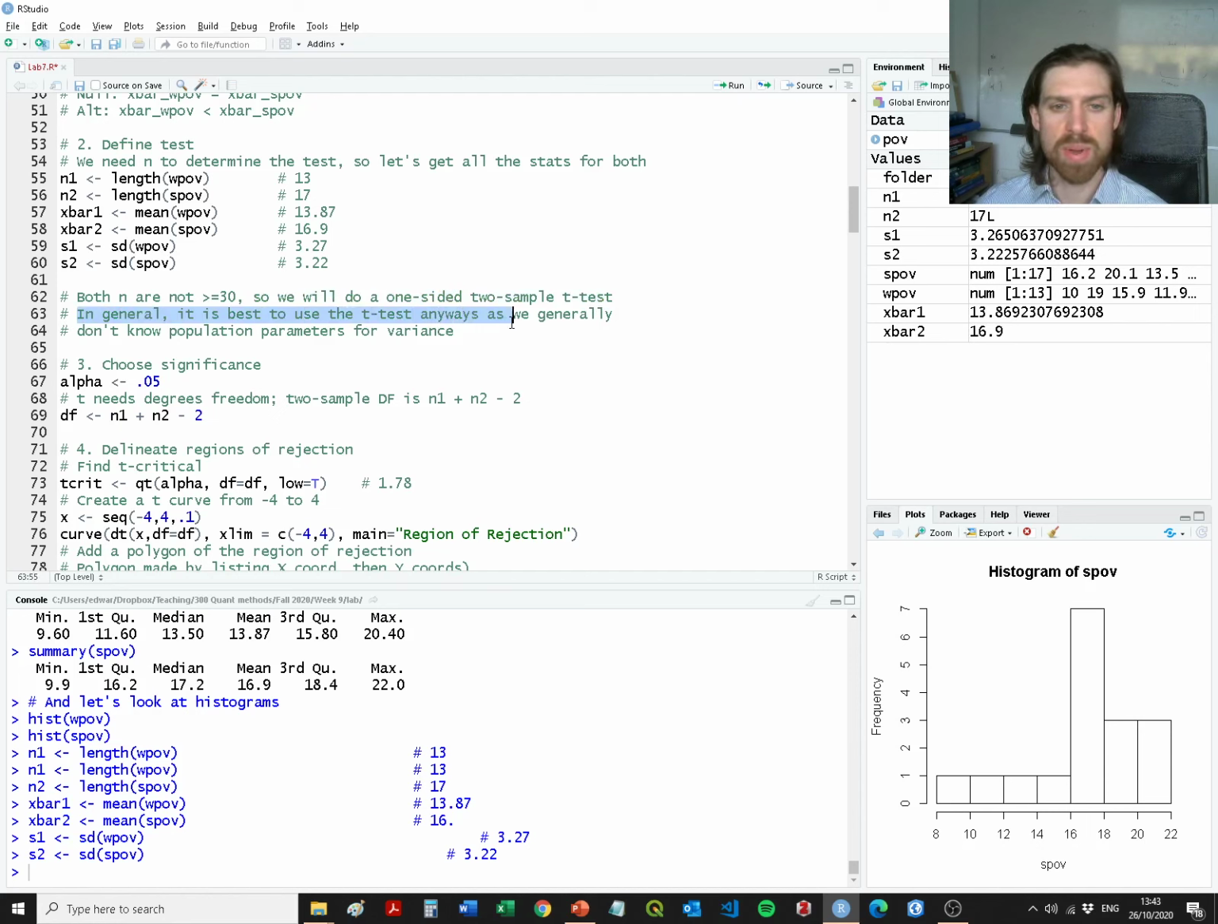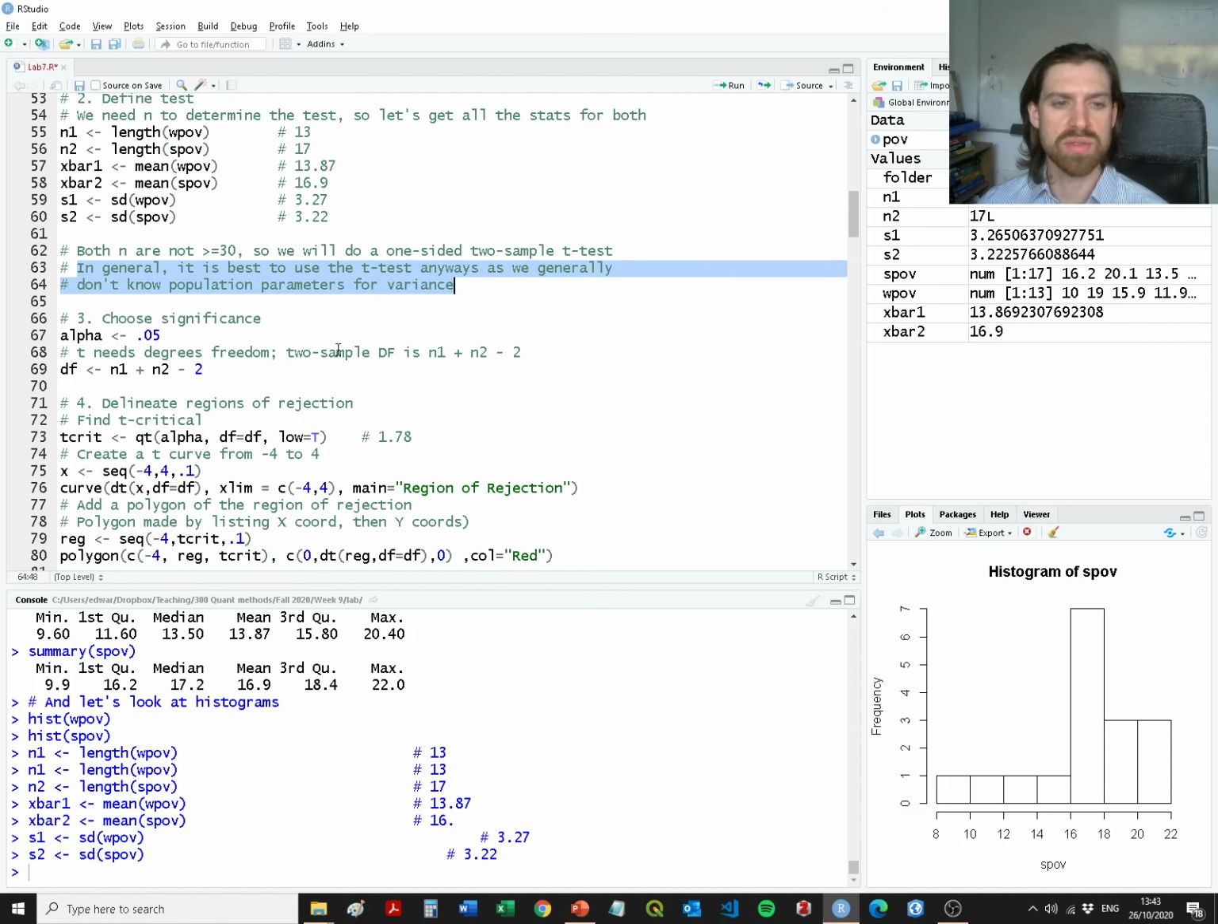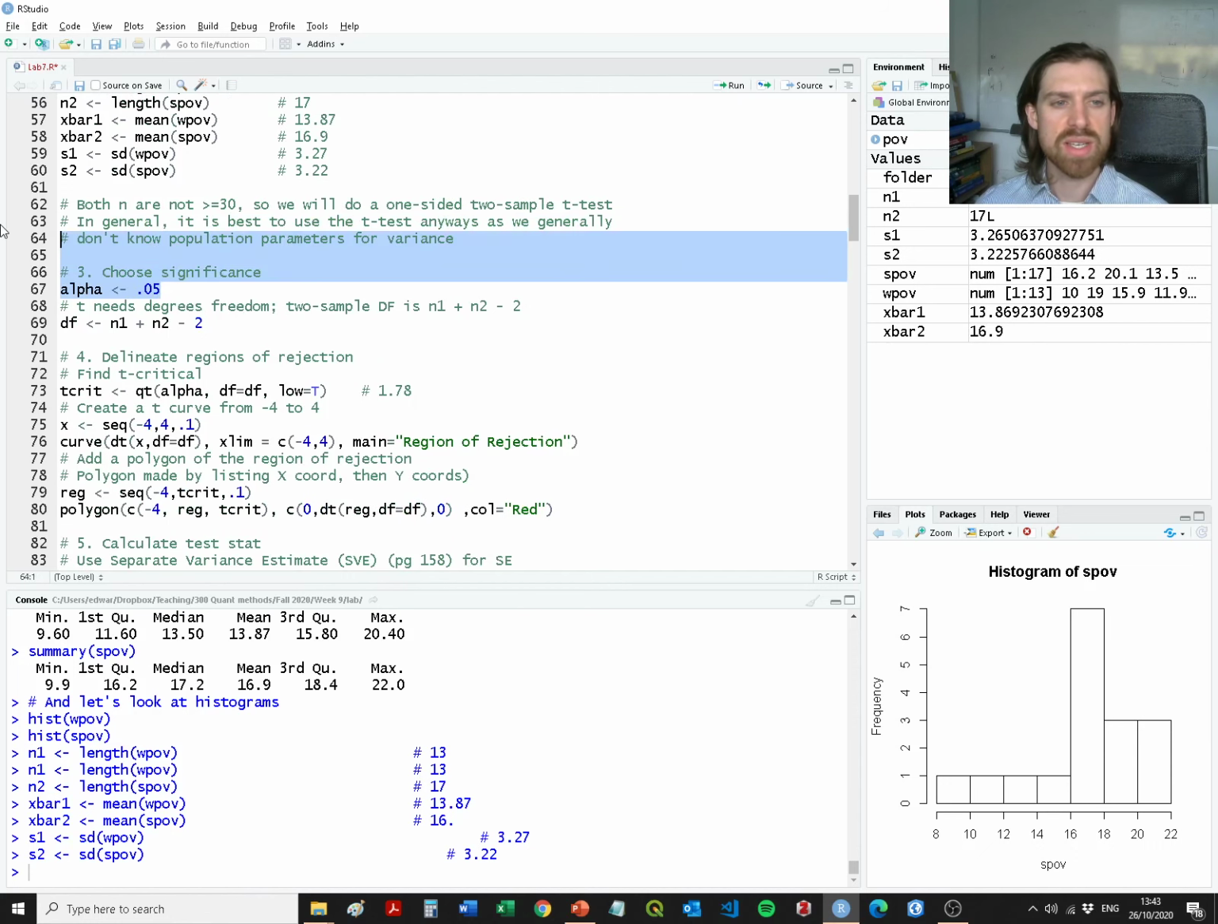In general, it's best to use the t-test anyway, as we generally don't always know the population parameters for variance. We do need to state what the level of significance is that we're interested in. So we want to be 95% sure that the results don't occur by chance. So we're going to state an alpha value of 0.05, which provides us with that 95% certainty.